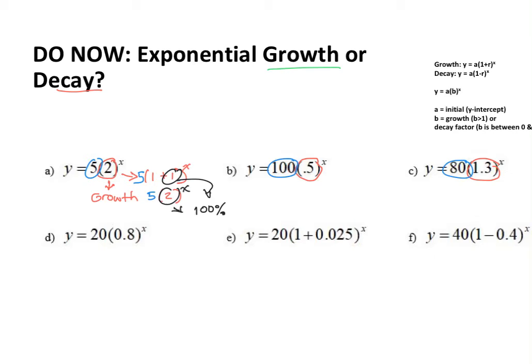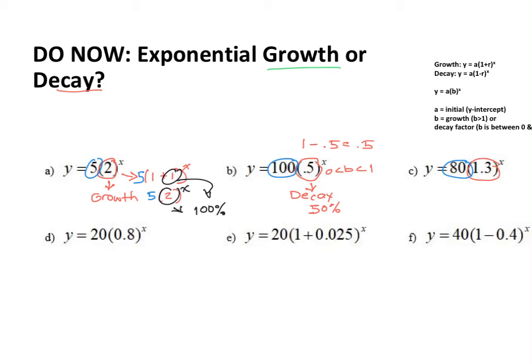All right. Now we're looking at the second letter, B. And as you can see, this one is decaying. Okay, so it's a decimal. It's in between 0 and 1. And when b is in between 0 and 1, that's decay. Well, how much is it decaying by? It is decaying by 50% because we had to subtract 0.5 from 1 in order to get 0.5. So that is decaying by 50%.